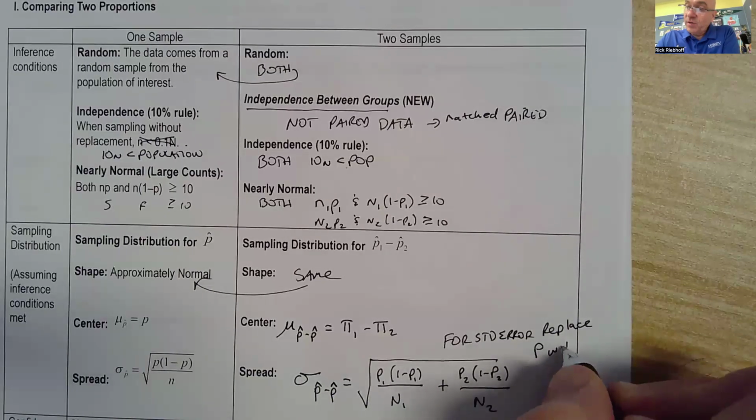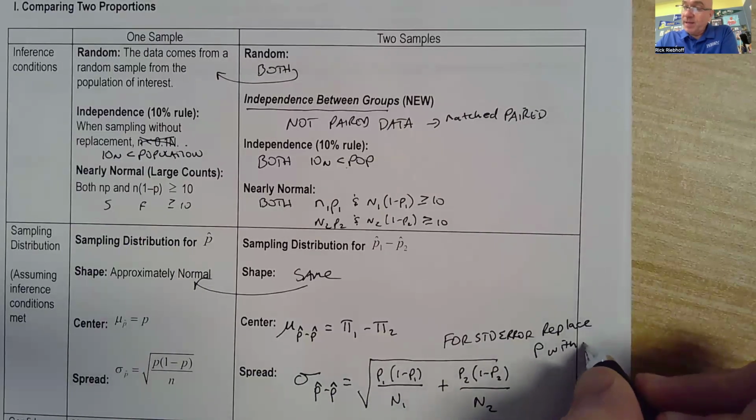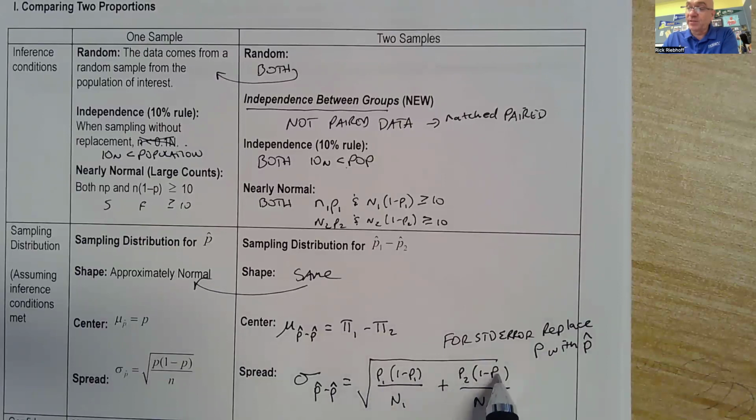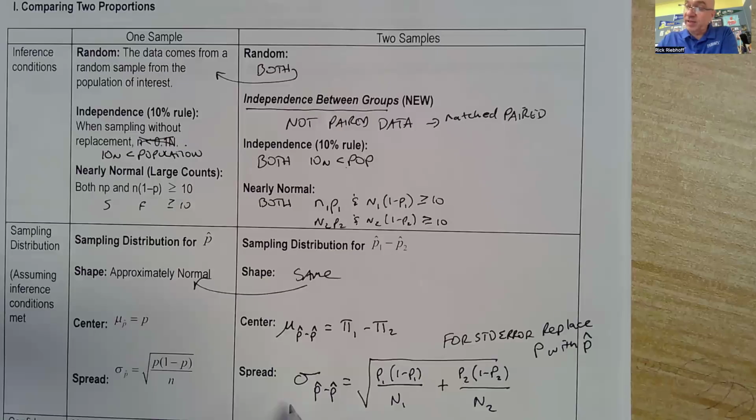Replace P with P hat. So P hat 1 times 1 minus P hat 1, P hat 2, right? We just replace that and we get the sample standard deviation. So that would be S of P hat 1 minus P hat 2 equals, and we do the same thing except with the hats on it. Okay, dokie.